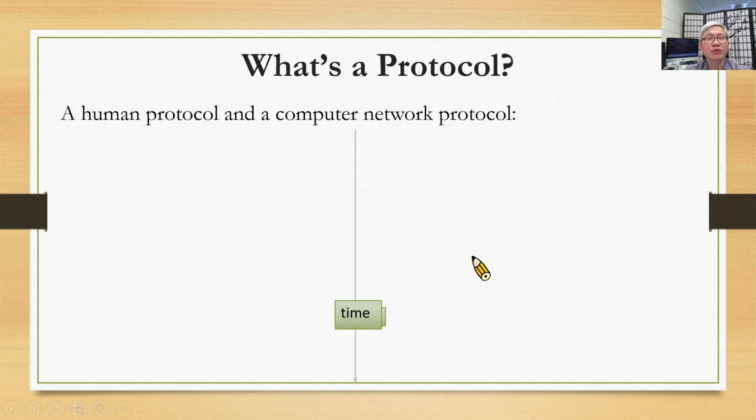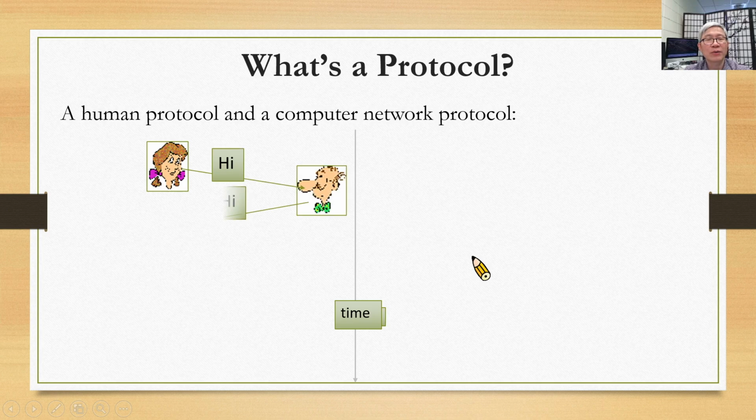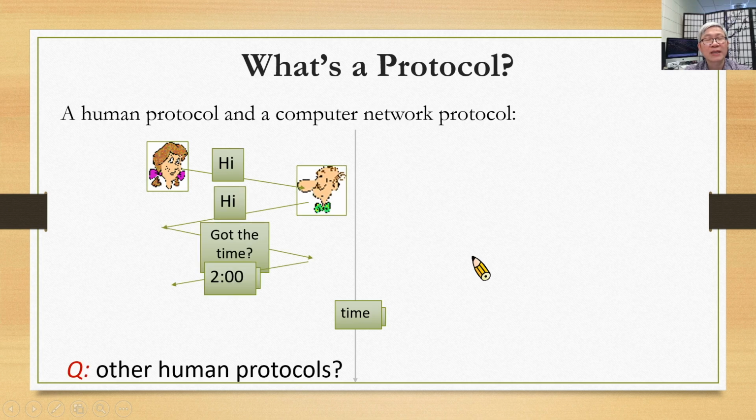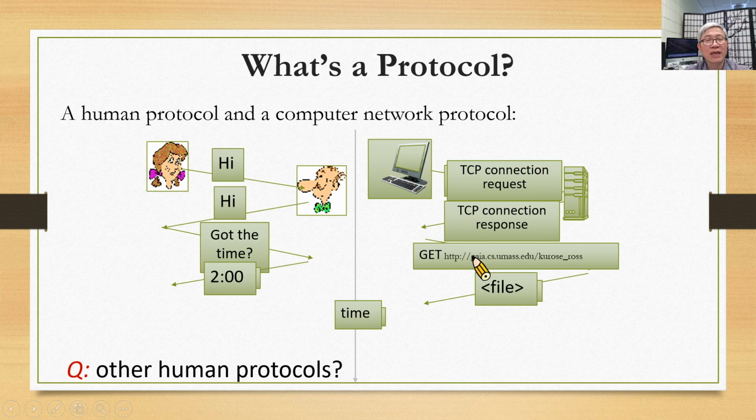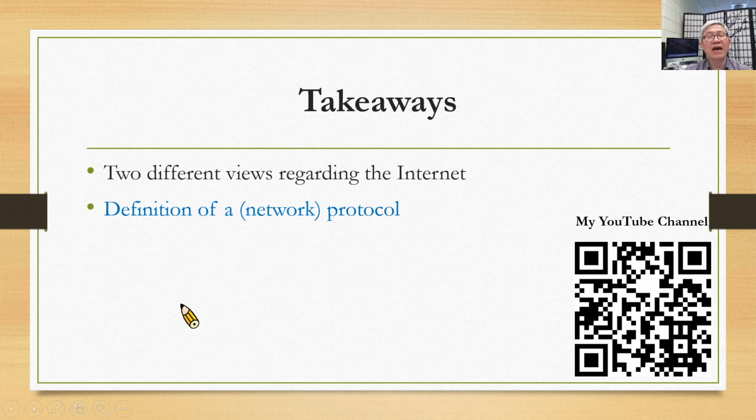Here, this is an illustration of a human protocol. For example, say hello and want to get the time. So get the time, and then you need to answer with the time. For the internet, actually, we can get a web page. So we need to have the connection first, and then later we need to get the file and show the file. And we have the others. So we may have other human protocols, and of course, we have other computer network protocols.